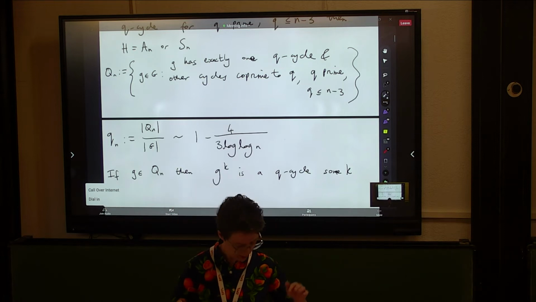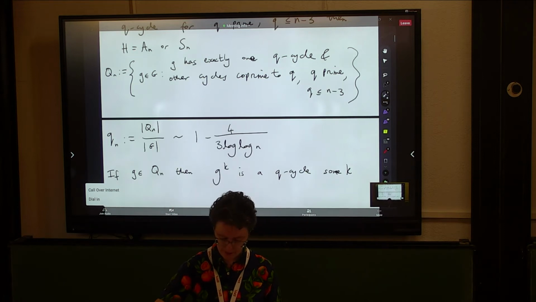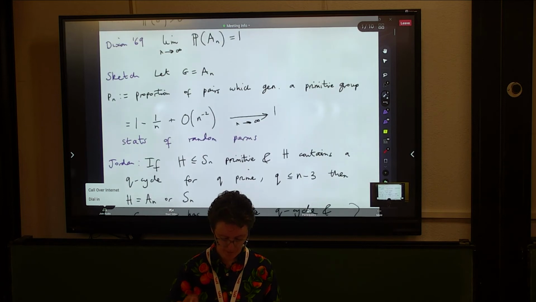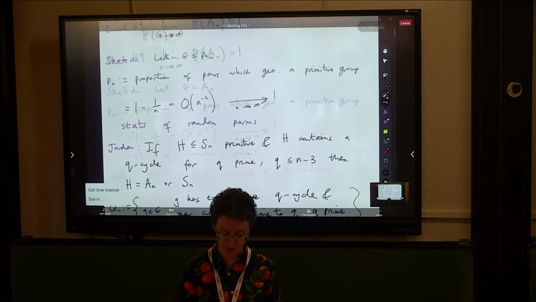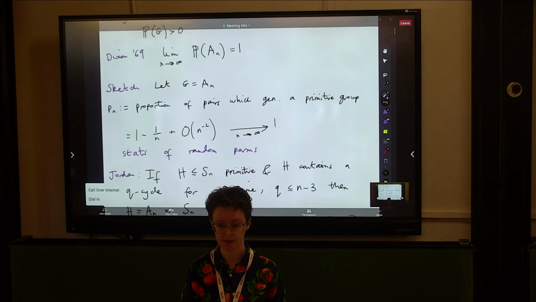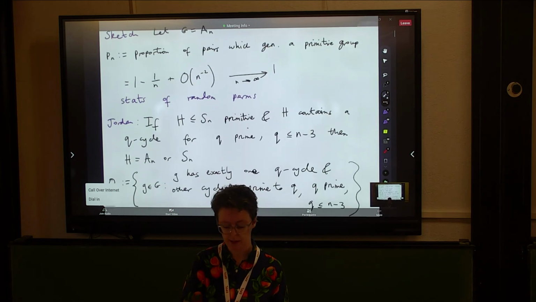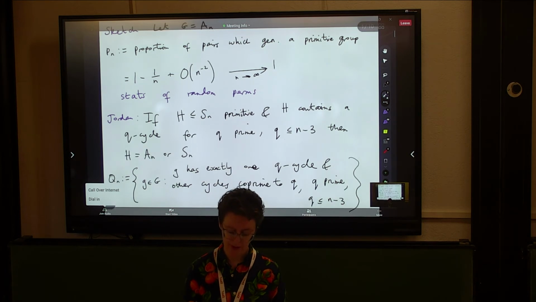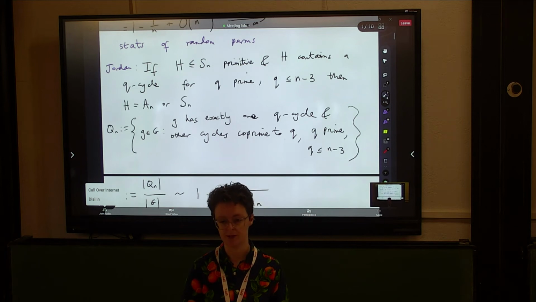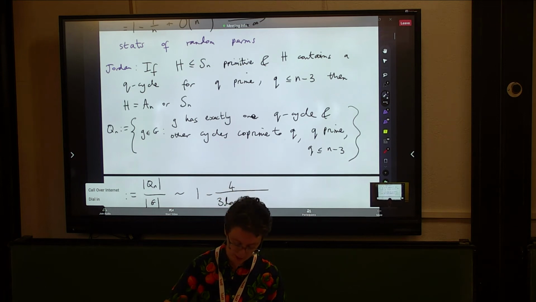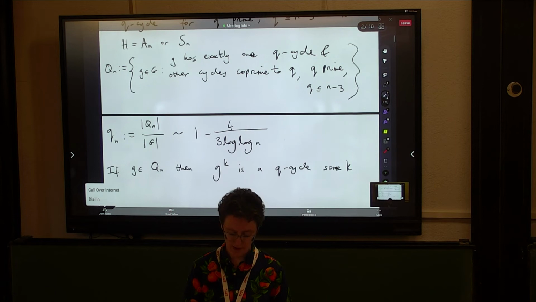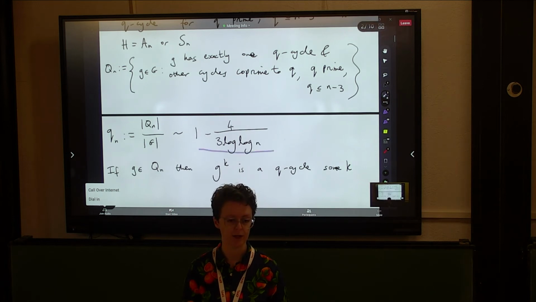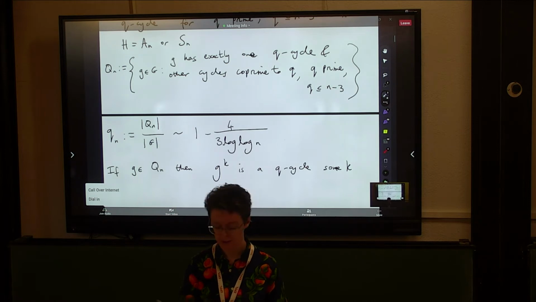Okay, so let's do a brief recap. We want to show that the probability that two random elements generate tends to 1. We know that with high probability, our two random elements generate something primitive. And we know that if a primitive group contains a q-cycle, then it's going to be the whole group. And then we also know that with probability tending to 1, our group does contain a q-cycle. So now we're done.